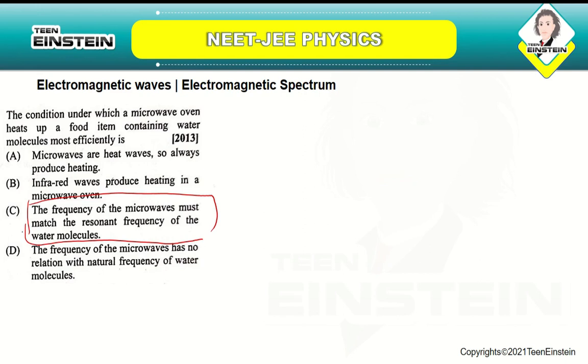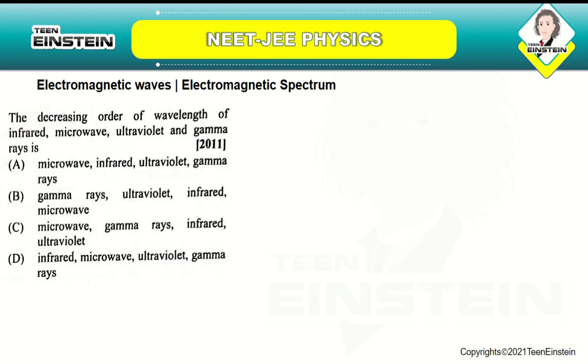Let us now move on to the next question. The decreasing order of wavelength of infrared, microwave, ultraviolet and gamma rays is: here they are giving you options like microwave, infrared, ultraviolet, gamma rays; ultraviolet, infrared, microwaves; microwave, gamma rays, infrared, ultraviolet; infrared, microwave, ultraviolet, gamma rays. If you remember the electromagnetic spectrum I drew and showed in the previous questions, you can easily solve this question.